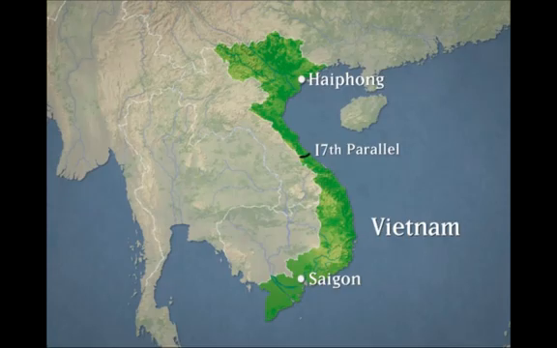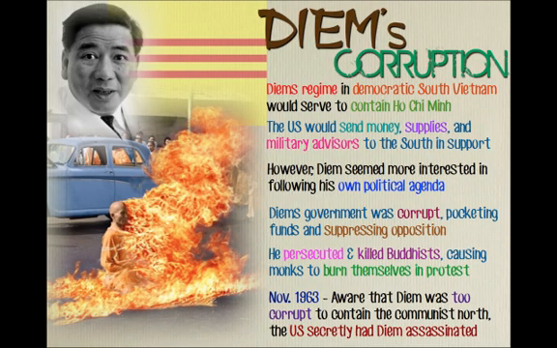So here's another map, just again to give you the idea. It's such a long and skinny country, and so it's divided here at the 17th parallel. You have Saigon, the capital, down here, and then you have northern Vietnam there. So Diem's corruption. Diem's regime in democratic South Vietnam would serve to contain Ho Chi Minh. The U.S. would send money, supplies, and military advisors to the South in order to support him. However, Diem seemed more interested in following his own political agenda, not necessarily in advancing democracy and gaining the support and loyalty of the people.